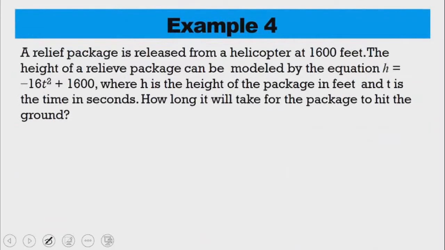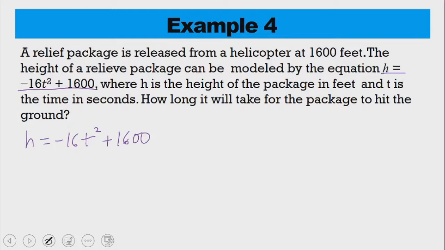So for the last example in this video, this is a word problem. A relief package is released from a helicopter at 16,000 feet. The height of the package is modeled by the equation H = -16t^2 + 1600. Okay, so that's our quadratic equation right there.